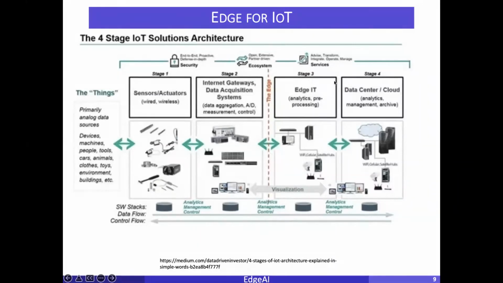So the whole idea is, when you have an edge, you can do a lot of minimal things here in the edge, and then you can pass on. You need not wait for the cloud for everything. For example, think about autonomous vehicles or self-driving cars.